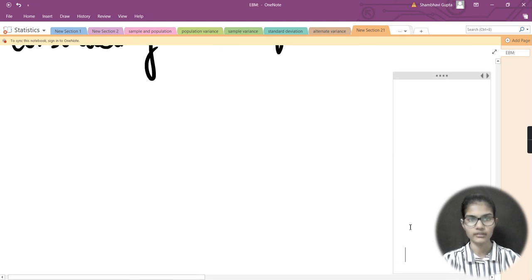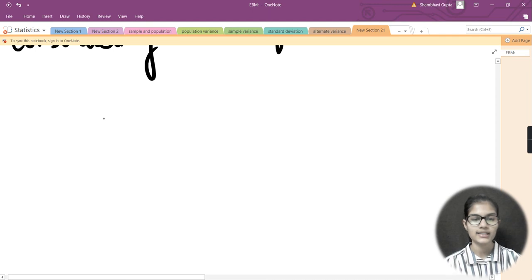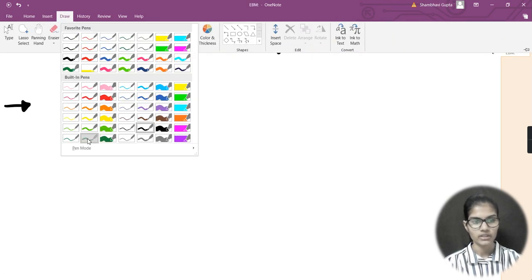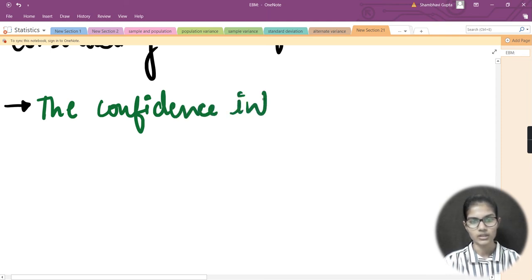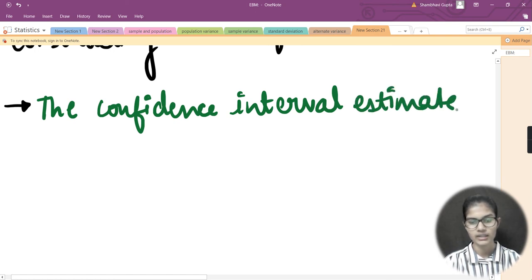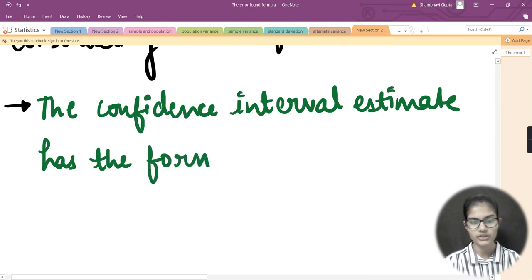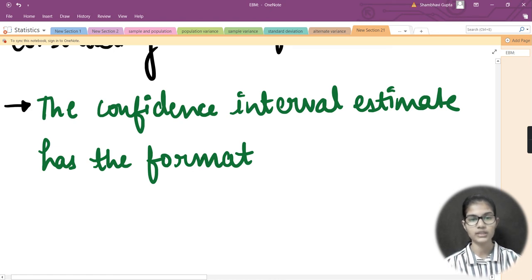I would come down here, right? Now what does it actually tell us? Before learning how to make this, we need to know what it actually tells us. So for that I will write here: the confidence interval estimate has the format. Now the format we all know, since from the previous four to five videos, since the topic I started is confidence levels and confidence intervals, from that point only I'm telling you the format.